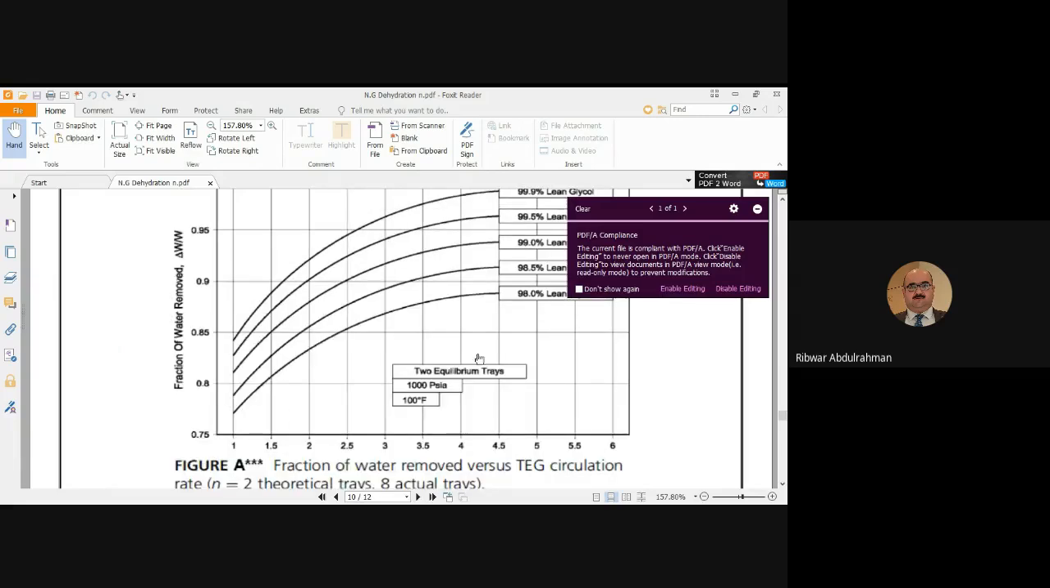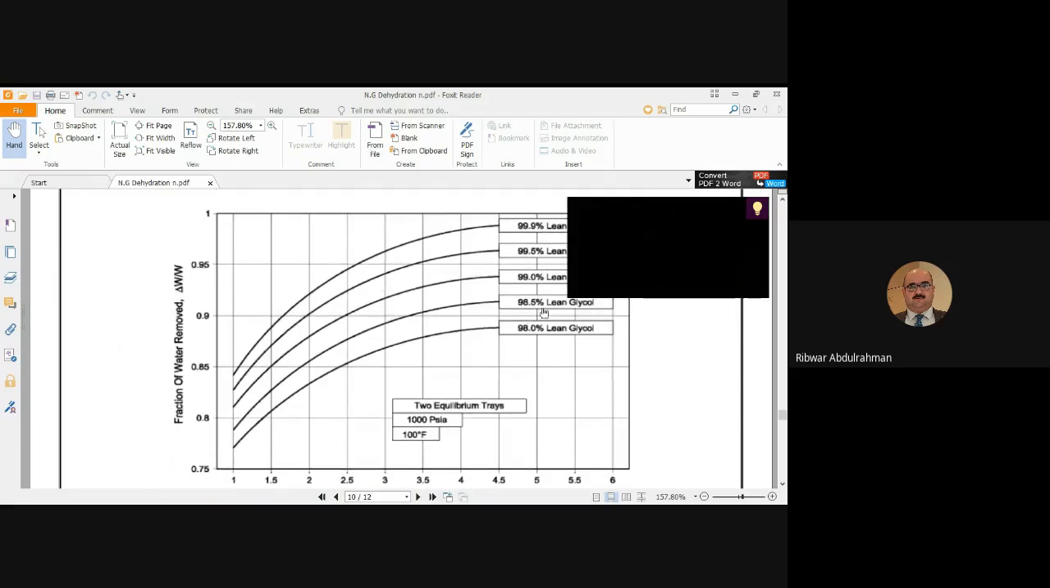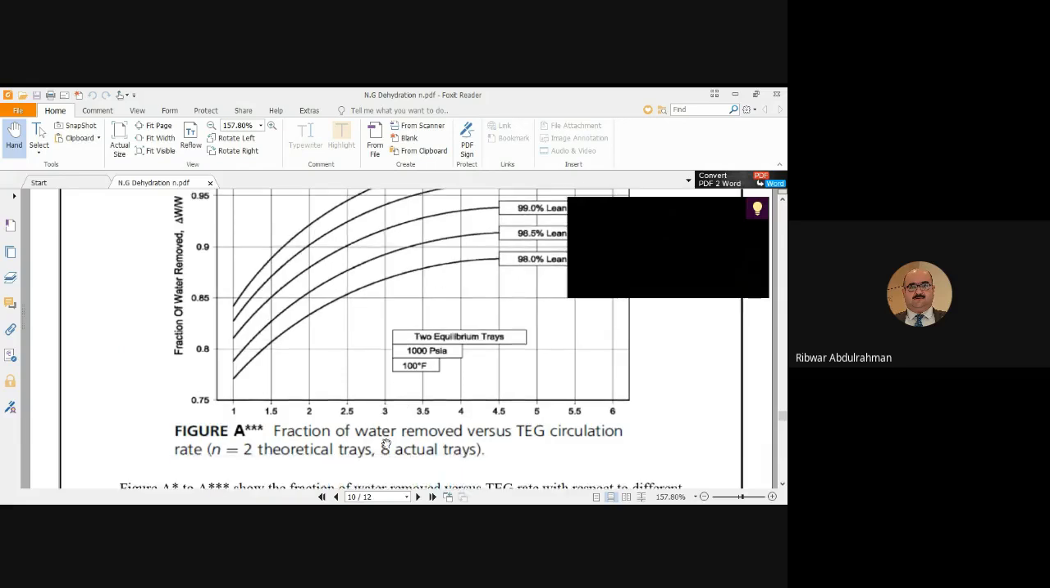So here we need delta W over WI that we already calculated, okay? And the given TEG rinsing glycol purity is 98.5. So here, for example, I need to cross this curve, okay, the second one. Let's say the second one from the bottom, okay? And then to find out the circulation rate here, okay?